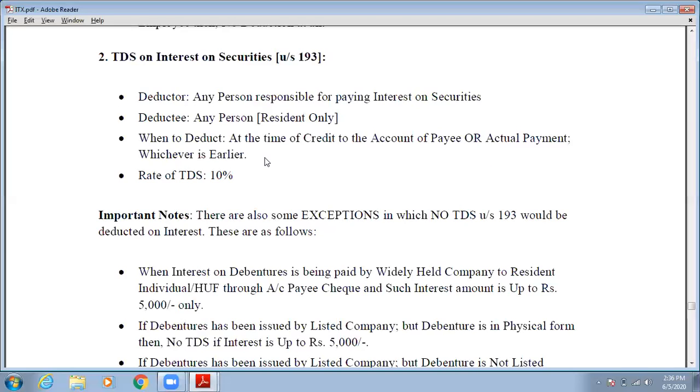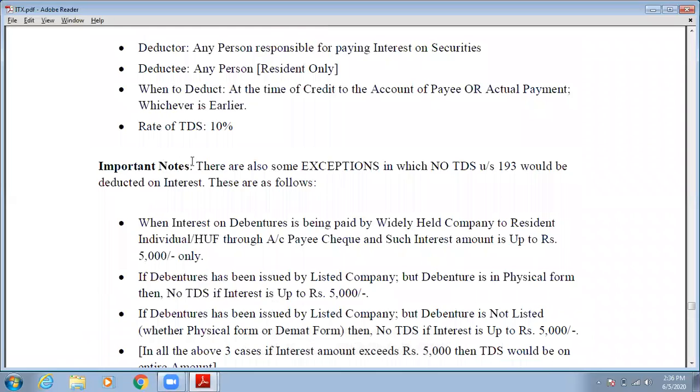So the time you credit the interest amount to the payee's account and the actual payment, whichever is earlier, on that date you have to deduct the tax on that interest. What will be the rate of TDS? In the case of interest on securities, that is 10%. 10% will be the TDS rate on the interest on securities paid.